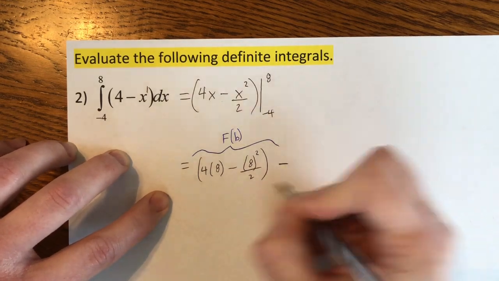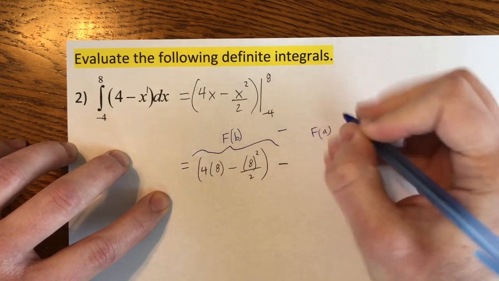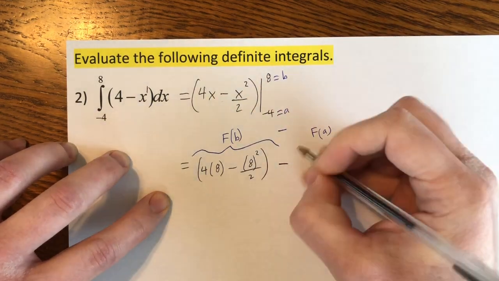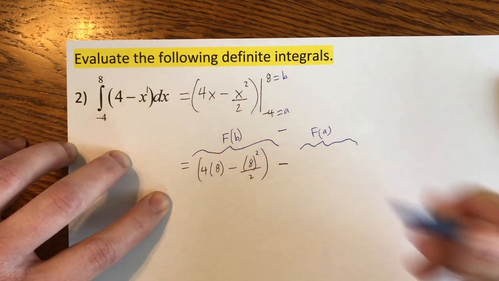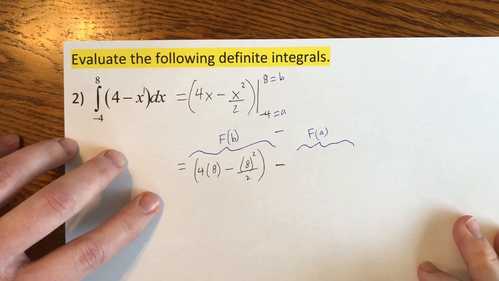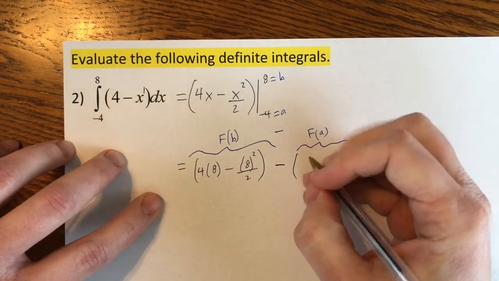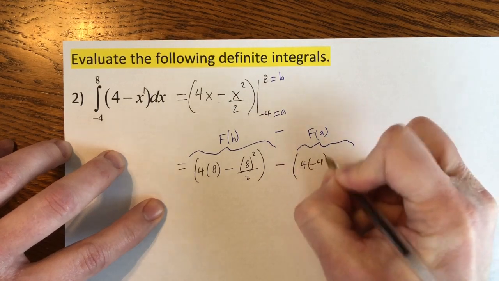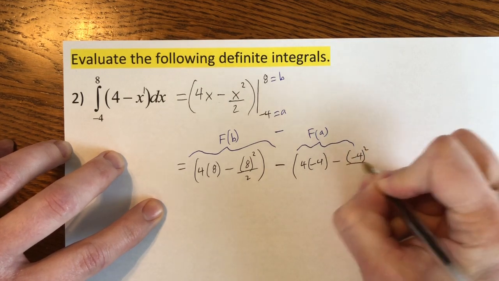And then we're going to subtract whatever we get here from F of a. Again, this is your a, this is your b. All right, guys, you don't have to show what I have here in blue. I'm just pointing out that what we're doing is the fundamental theorem of calculus. You have to show what I have here with this pen. All right, so we get minus the quantity of 4 times negative 4, minus the quantity of negative 4 squared, all over 2.